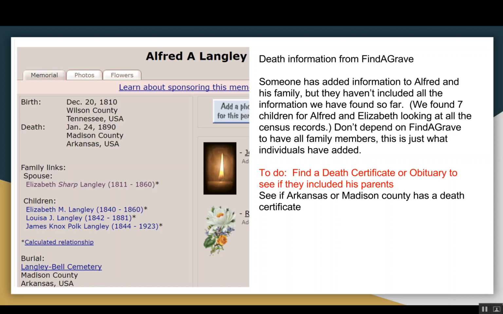So what you could do from this information is try to find a death certificate or an obituary to see if you can find parents that way. And so I actually called the county clerk in Madison County just to see if there was any chance that they had records on the county level for the death. And she told me that they didn't, that they were just kept at the state level and they didn't start till 1914. But it doesn't hurt to call or look for information and just ask.